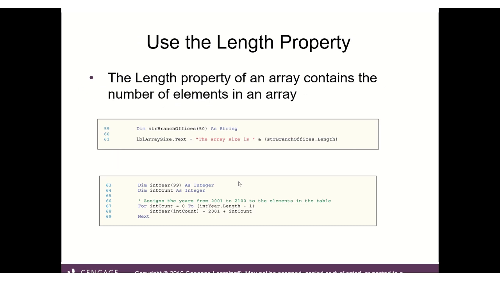Now the Length property of an array: an array is a class within Visual Basic. You declare an array, line number 51, then you set the label arraySize.Text equal to the array name strBranchOffices.Length. The .Length is a property of this particular object, strBranchOffices, and it gives you the size of the array. So instead of guessing how many elements are in the array or putting in a vague number, you can always count from 0 to the array's Length minus 1. That way you can iterate over the different elements of the array.